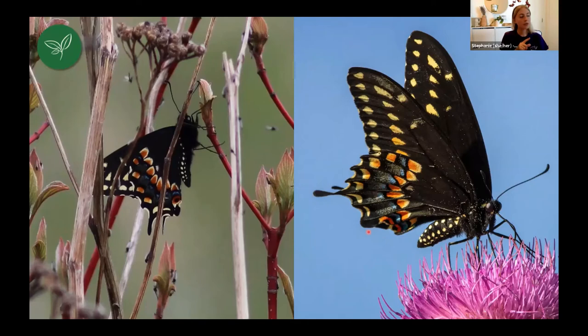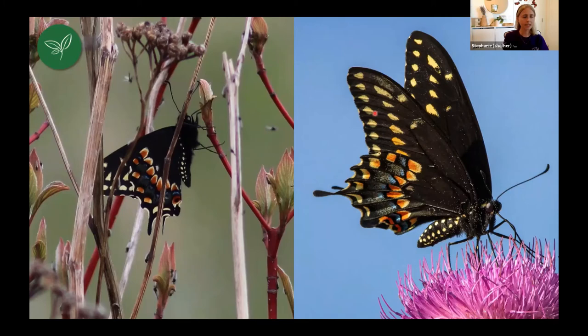Now, the black swallowtail actually is thought to mimic another kind of swallowtail called the pipevine swallowtail. I don't know if anyone's heard of that one before, but pipevine swallowtails are actually poisonous to birds and other insects and things that would eat them. So they say that the black swallowtail is trying to mimic the pipevine so that it looks poisonous as well. But in fact, the black swallowtail is not poisonous whatsoever. And neither are its caterpillars.